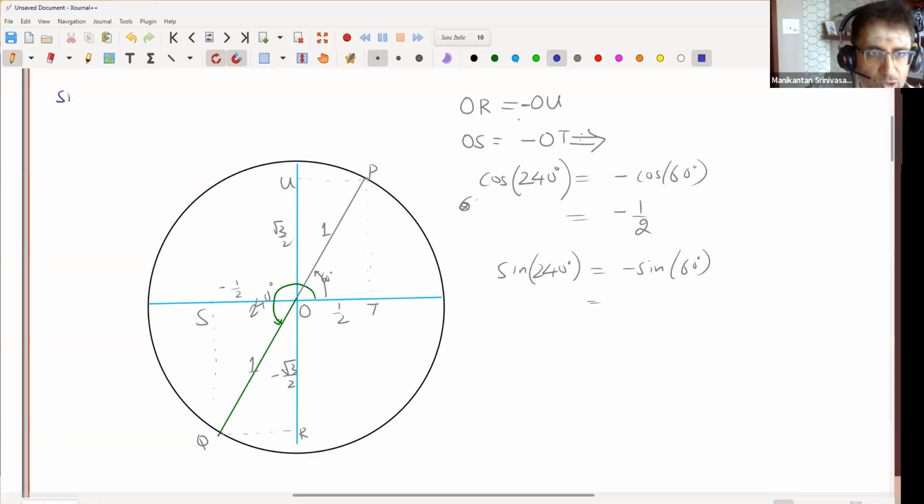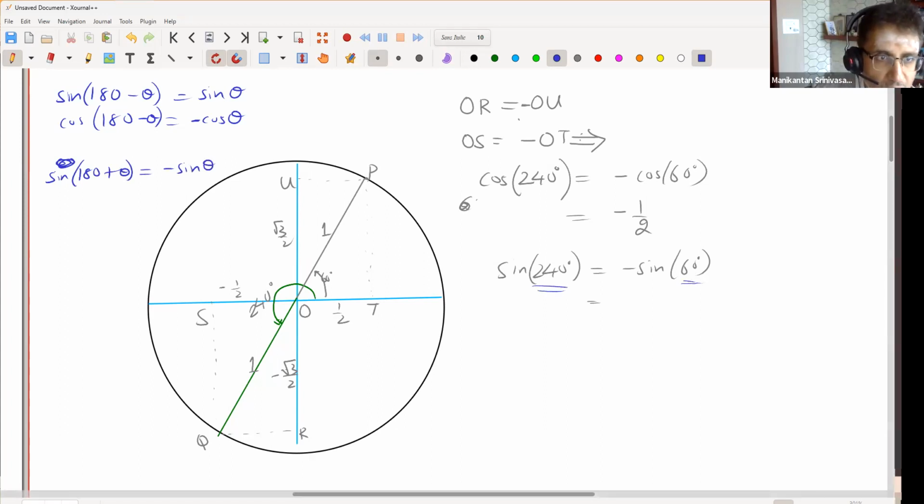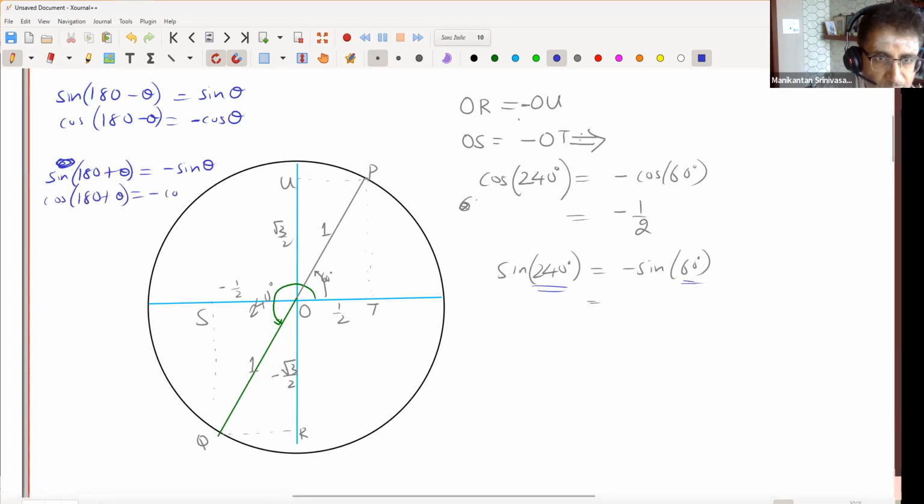So what do we know so far? Sine of 180 minus theta is the same as sine theta, whereas cos of 180 minus theta is minus cos theta. That's what we saw on the first page. Now we are looking at sine and cos of 180 plus theta. So sine of 180 plus theta was negative sine theta, as we just saw. Sine 240 was negative of sine 60, and cos of 180 plus theta was negative cos theta.